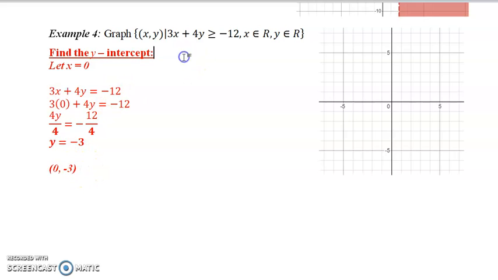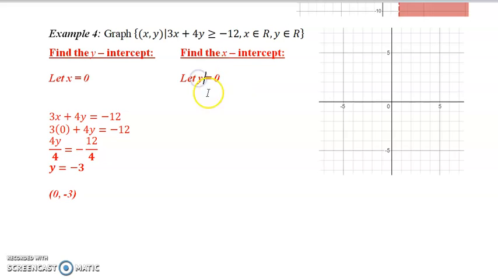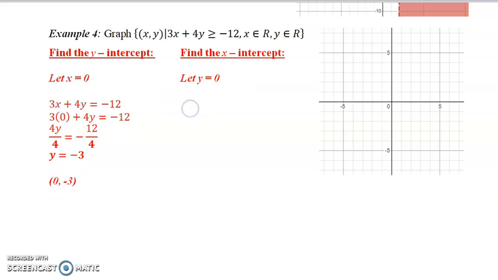So that's your y-intercept. Now we do the same thing and find the x-intercept. So obviously we do the opposite. We let y equal 0. So we take our inequality and just change it to an equation for now. Everywhere we see y, we put in 0.